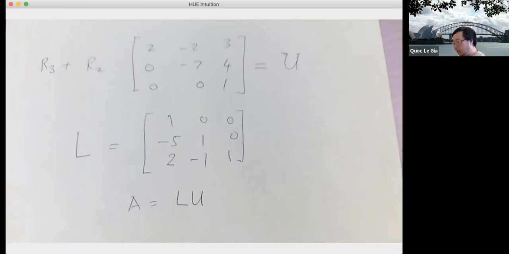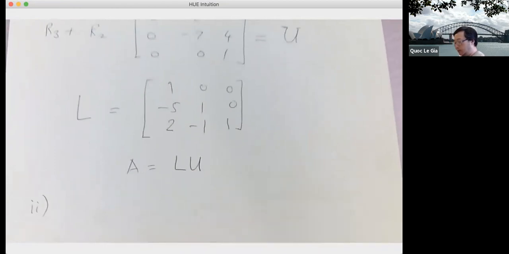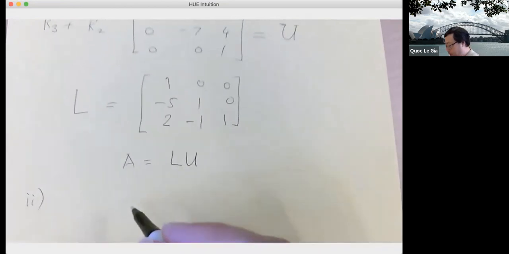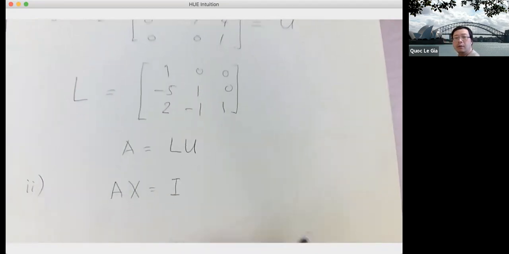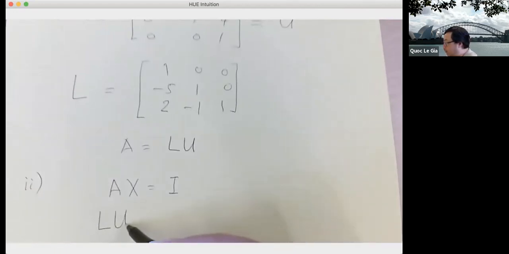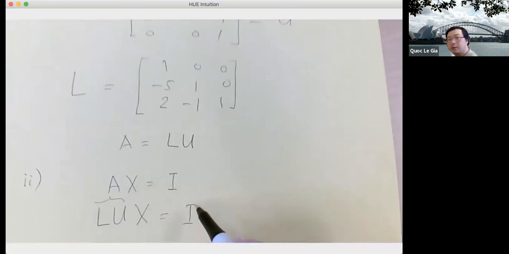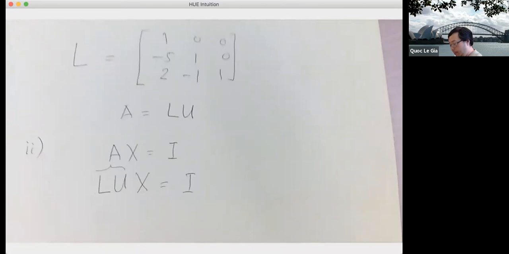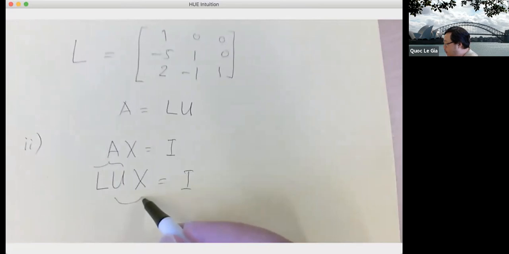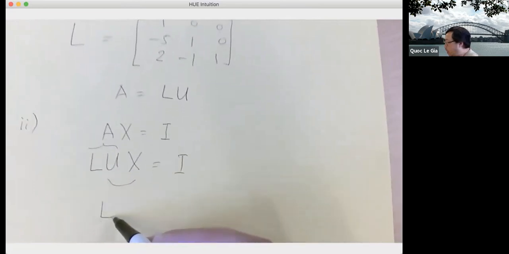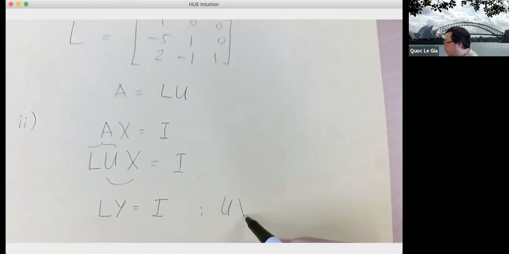So use the results to find A inverse. So how do we find A inverse? Remember, A inverse is just the solution of AX equals identity. But in our case, you can have LU equal A, right? So LUX is identity. Okay, and so now we can solve UX equals Y first. So you have LY is identity, then UX equals Y.